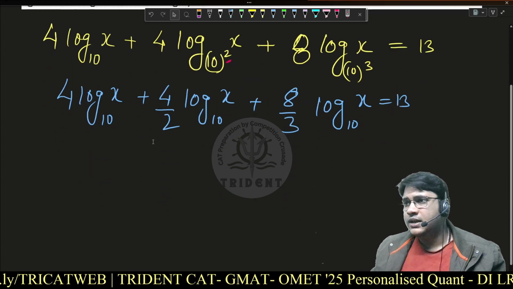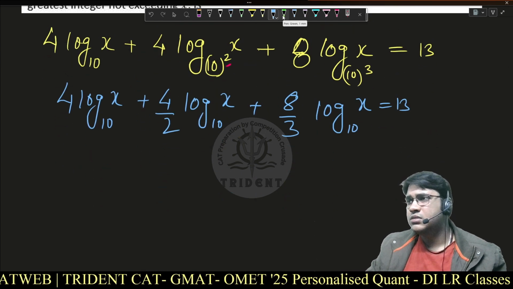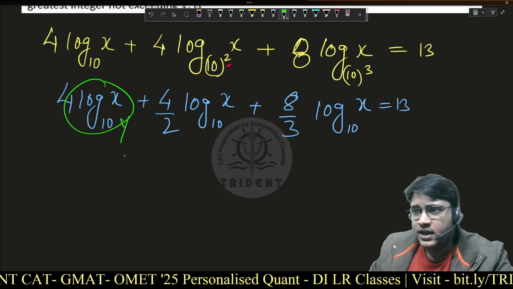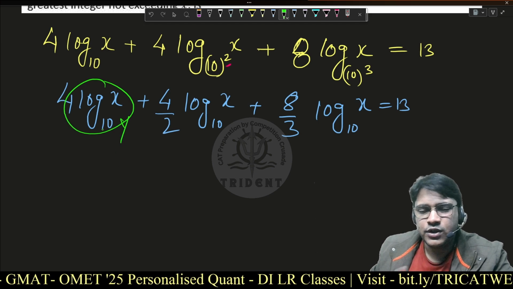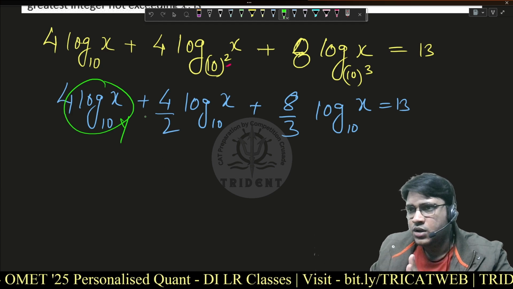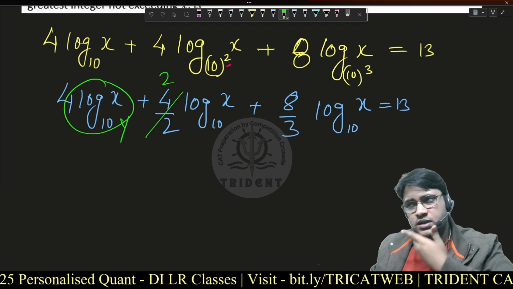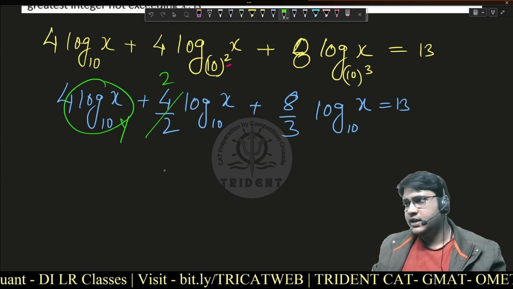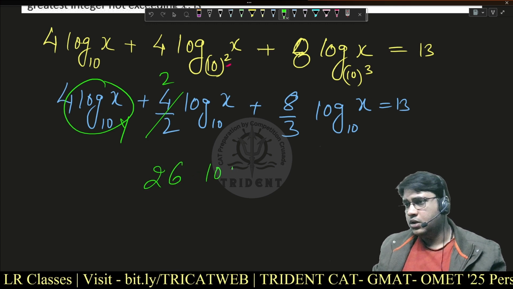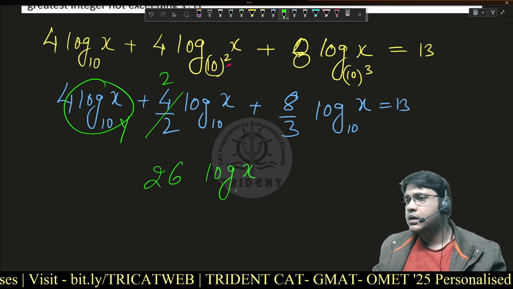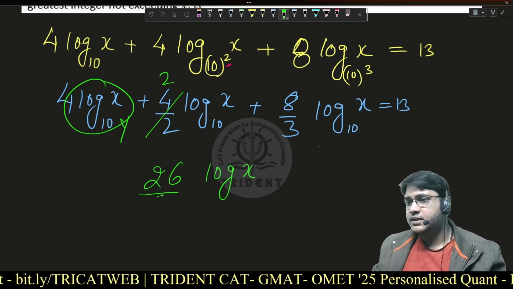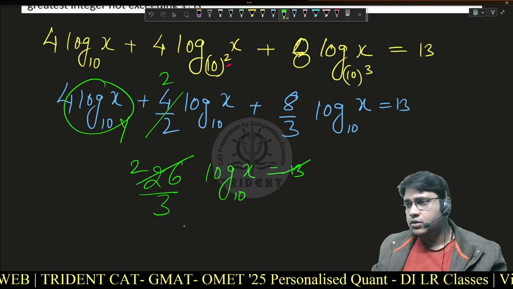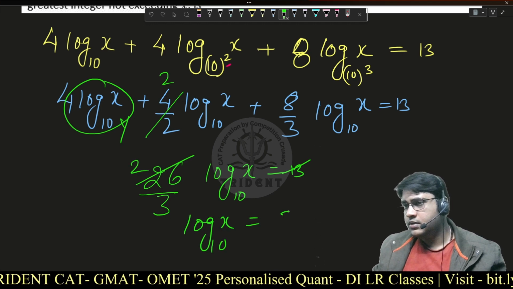Now, at this point, either you can assume a value. Let's say you can assume that log of x to the base 10 is equals to y, in which case this becomes a little visually easy for you to comprehend. Otherwise, you can work with this also. So this is as good as 2. So this is 6, 18 and 8, 26. So 26 by 3 log of x base 10, that is equals to 13. 13 cancels this by 2 and log of x base 10 becomes 3 by 2.